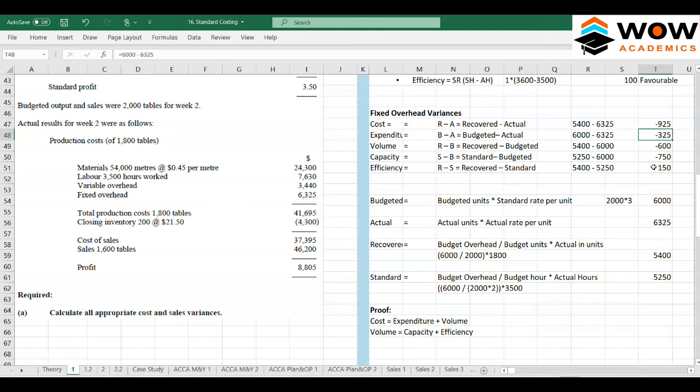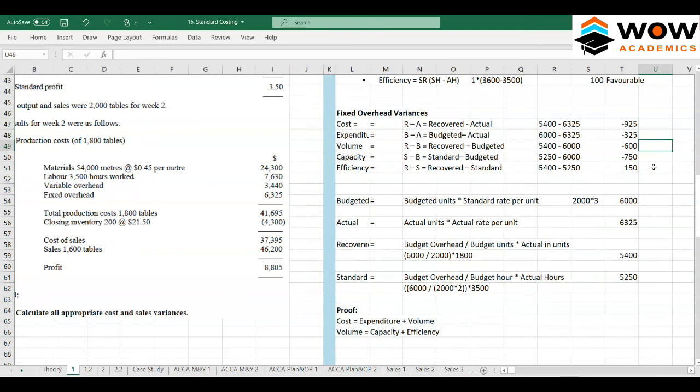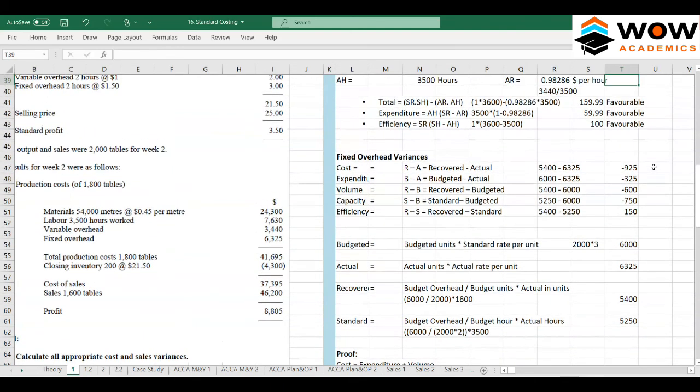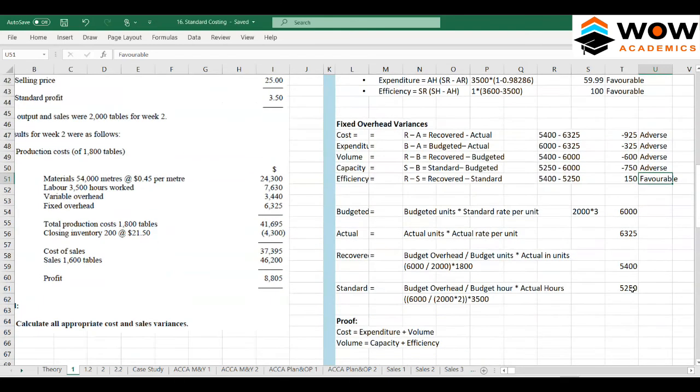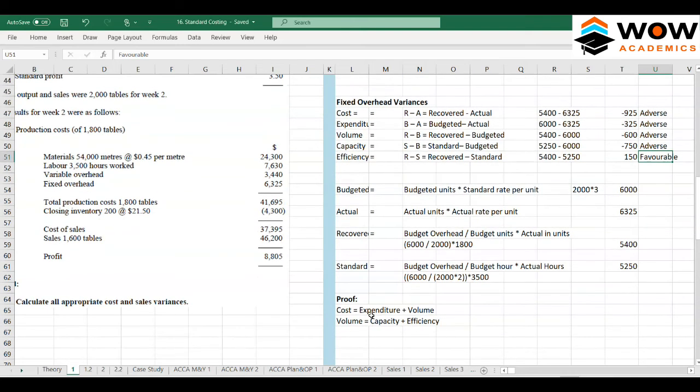Okay, see, almost all variances are negative, so they are adverse. Mostly they are adverse. So they are adverse for all these, and they are favorable here. Okay, so we'll work out the proof also, whether what we have done is correct or not. We can find out through proof.